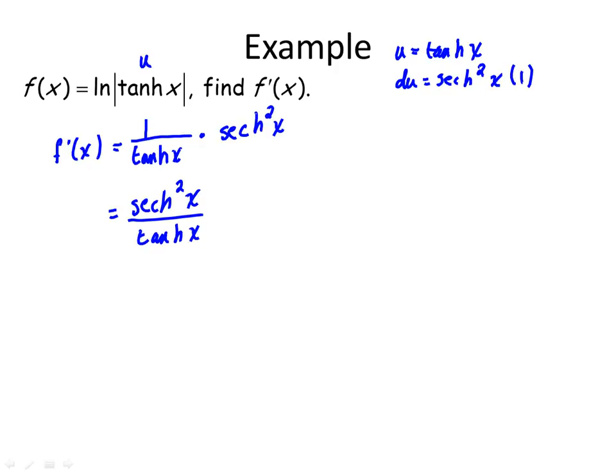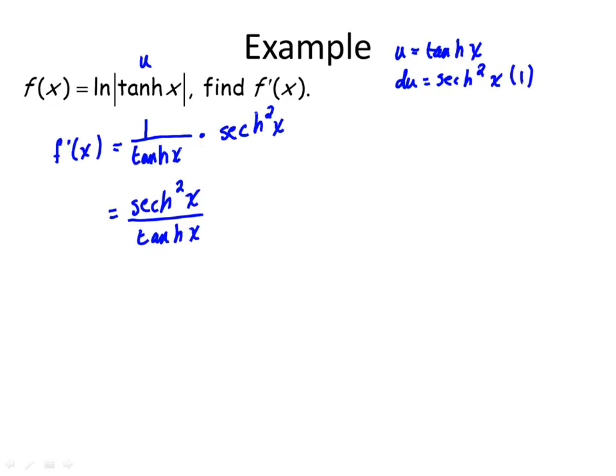Now, I mean, really and truly, there's nothing that you can do with this. If you wanted, you could replace that hyperbolic secant squared x with 1 minus tangent squared, but it's not going to get you anywhere, so may as well just leave it as is. Okay, so we've done derivatives of inverses, we've done antiderivatives of inverses, and we've done derivatives of hyperbolics. Questions so far? It's straight off the formula page.